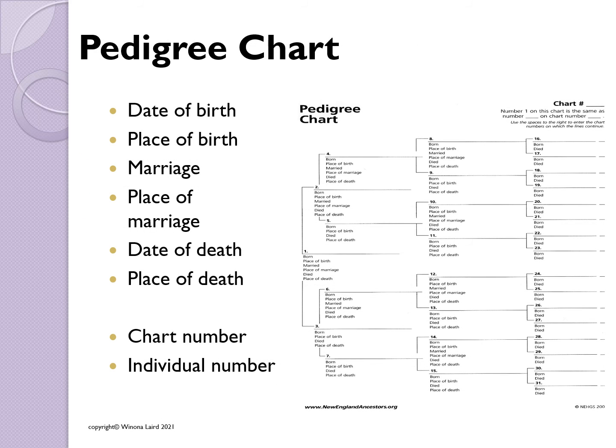And then of course we have the pedigree chart. On this, you are number 1 on the pedigree chart. Your father's number 2 and your mother's number 3. Males are always the even numbers and the females are always the odd numbers. You'll have the birth date, birthplace, marriage, place of marriage, death date, and place of death.